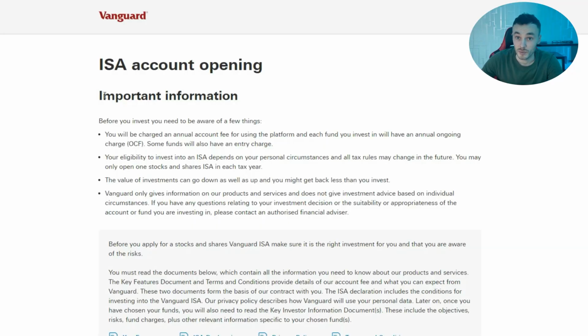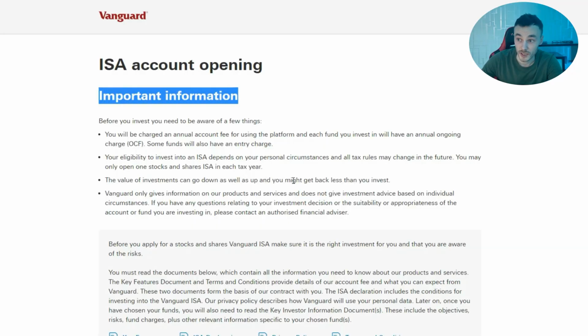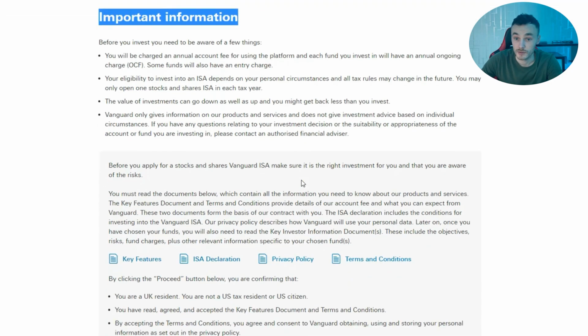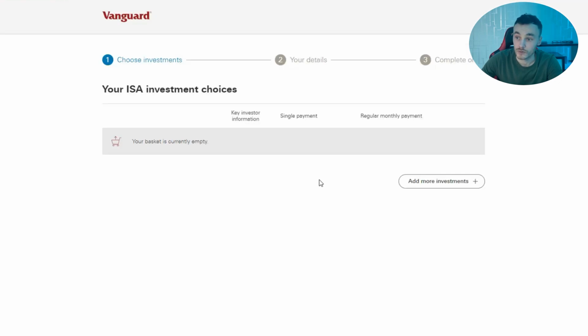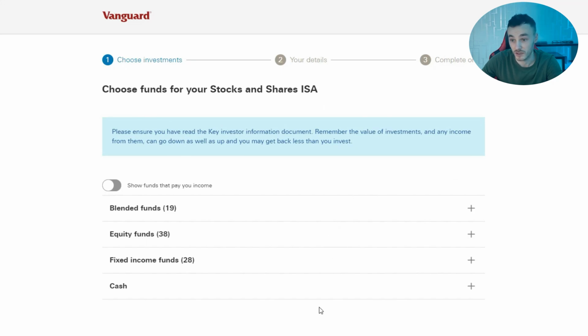So here is some important information. Make sure to take your time to read it and understand it. Then scroll down. I have read the above documents and I would like to proceed with my investment. Then click Proceed. On this page, you have to choose your investment. Click on Add More Investments and you get 4 options to invest, which are blended funds, equity funds, fixed income funds, and cash. Let's start with blended funds.